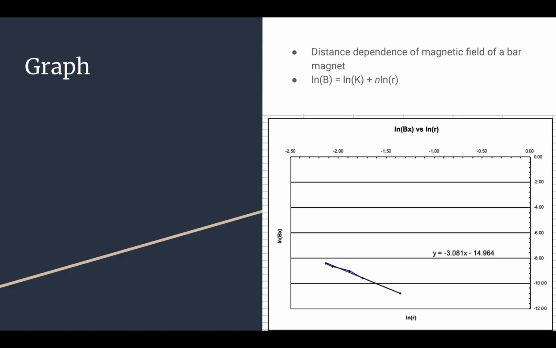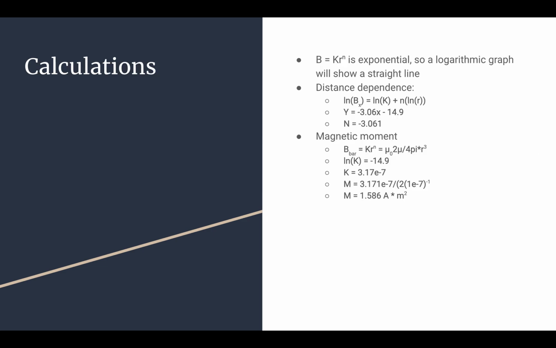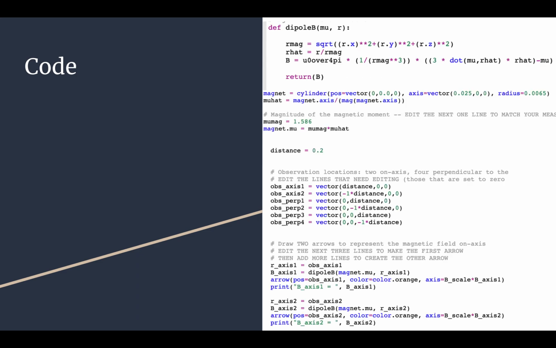This is the graph that I calculated based on this data, and it shows the correlation between the magnetic field and R, and how when you take the log of these, it ends up being a negative linear correlation with that equation to the right. These are some of the calculations that I used in order to apply this and get the predicted values. The distance dependence calculation is on top, and following is the magnetic moment calculation. So since B equals K R to the N is exponential, the logarithmic graph showed a straight line in the previous slide.